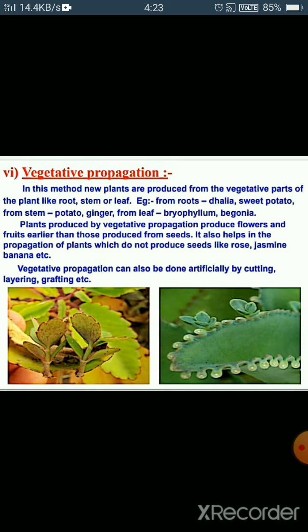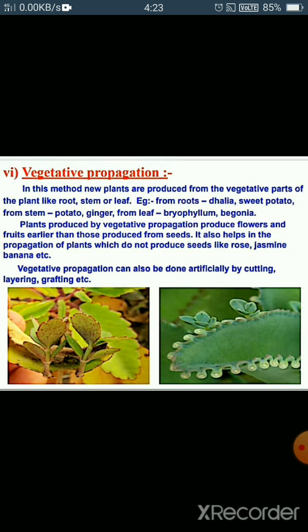So, as we are discussing the asexual mode of reproduction, vegetative propagation is the last method of asexual reproduction. In this method, new plants are produced from the vegetative part of plants like their stem, root, or leaf. For example, the potato grows through its stem, the ginger, and from the leaf, like bryophyllum reproduces.